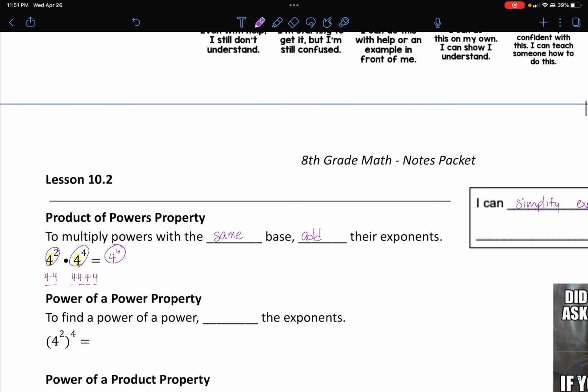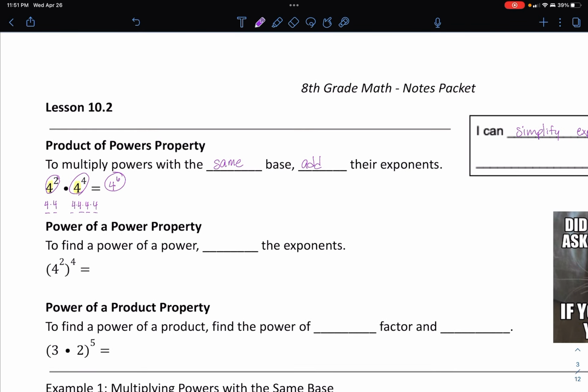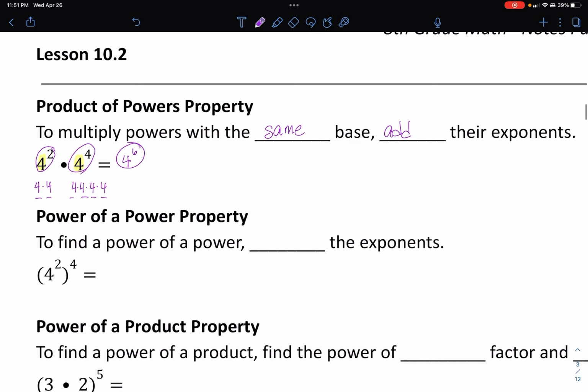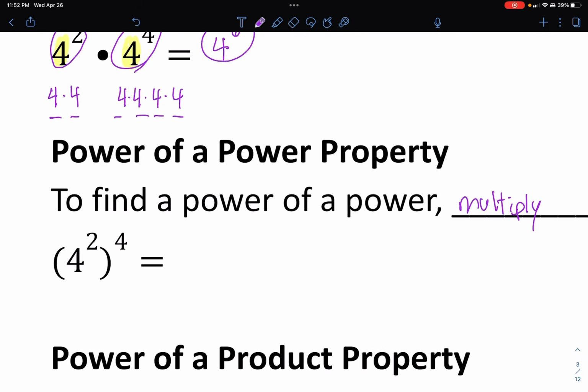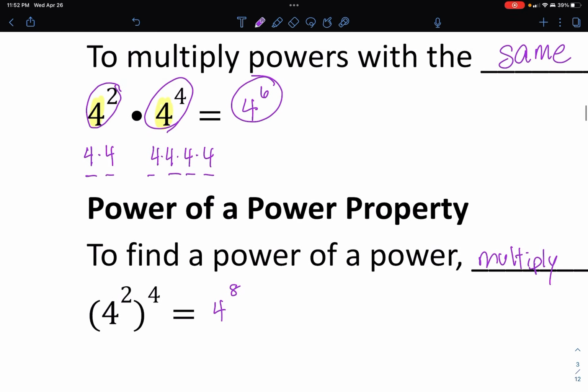All right, here's the next rule we are going to learn: the power of a power property. To find the power of a power, you are going to multiply the exponents. So for example, if I have 4 squared, all of this raised to the 4th power, this is going to be 4 to the 8th. Be careful with the difference between the first rule we learned and the second rule we learned. They are a little different.